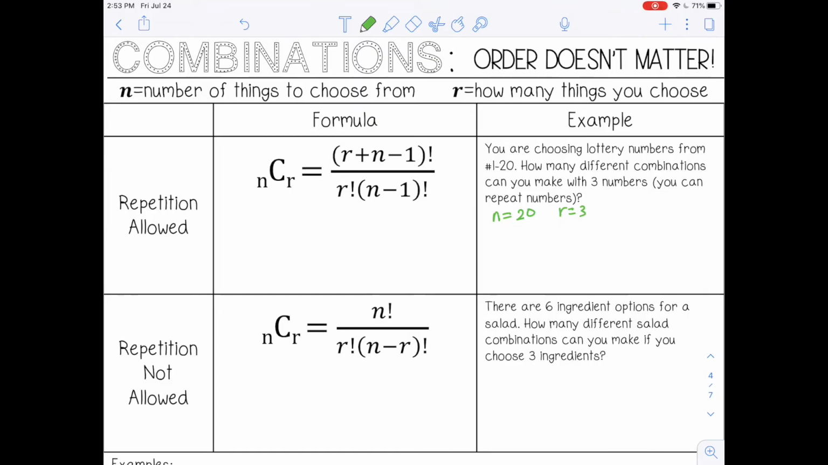So I'm going to plug it into this formula: 3 plus 20 minus 1 factorial over 3 factorial times 20 minus 1 factorial. Okay, let's simplify this a little bit. So 3 plus 20 minus 1, that's 22. 3 factorial, here, let me write that a little bit more clear. 3 factorial, 19 factorial. All right, so go ahead and type that in.